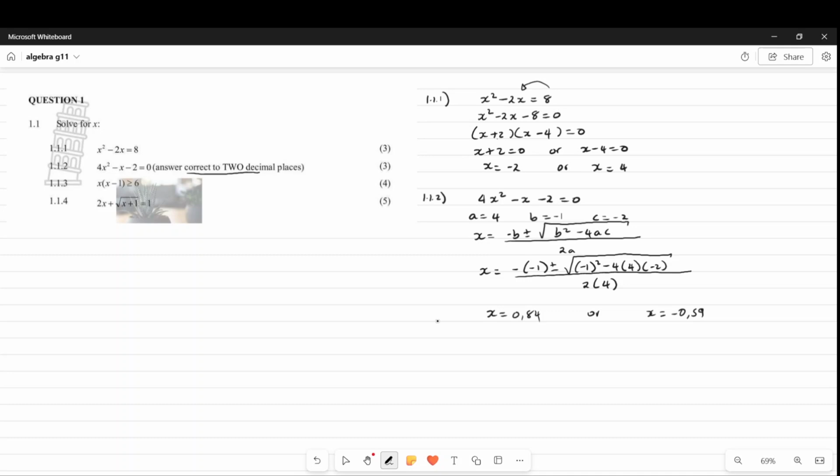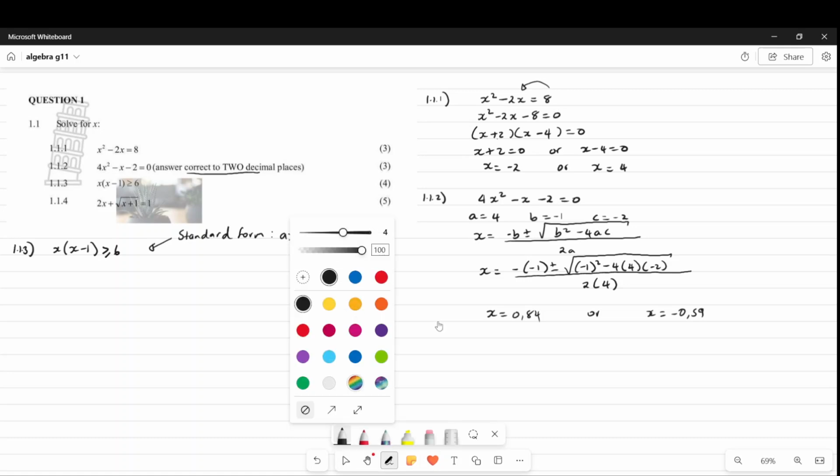Now let's have a look at 1.1.3. We got x, open bracket, x minus 1, close bracket, is greater than or equal to 6. These are inequality questions. What I will advise you to do again is always put it in standard form. Remember, standard form is when ax squared plus bx plus c is equal to 0. The equation must be equal to 0.